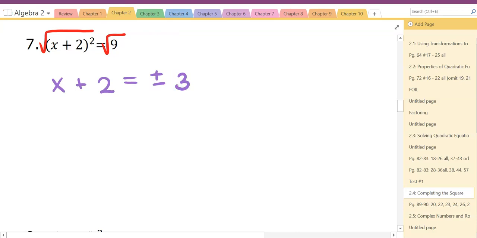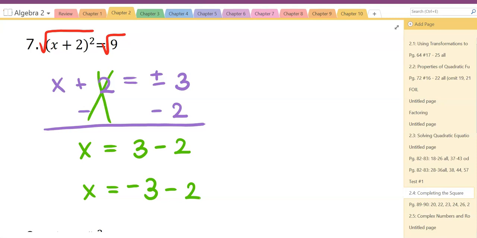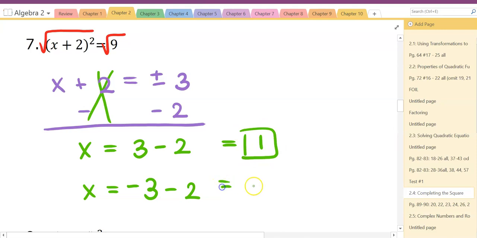So I still have that plus 2 attached to my x, so I need to subtract 2 from both sides. So here's what's happening now, because I have that plus minus 3. To solve for x, you're going to have to do 2 things. You're going to have to take positive 3 and subtract 2. And then you're going to have to take negative 3 and subtract 2. So you're still going to get 2 answers here because you have to subtract 2 different times. So 3 minus 2 would be 1. So there's one of your answers. Negative 3 minus 2 would be negative 5. So there's the other answer.